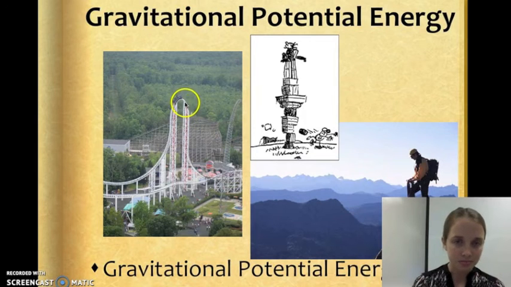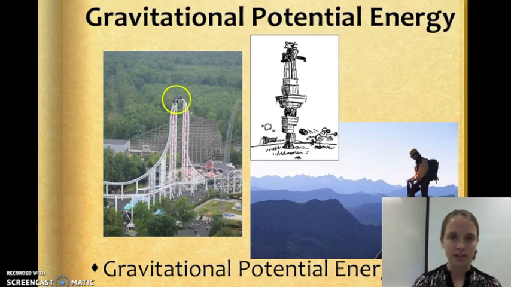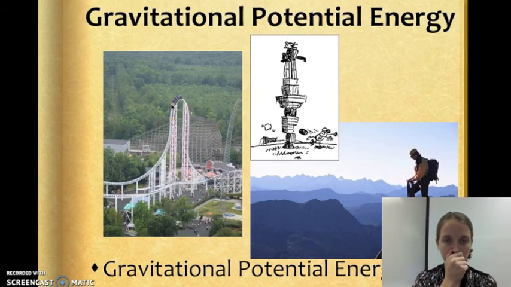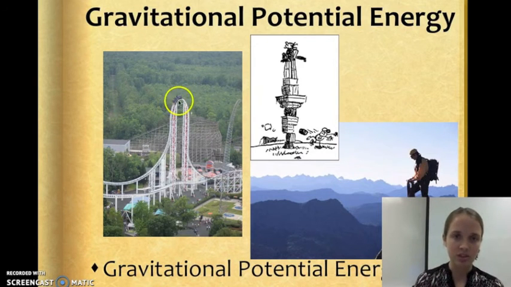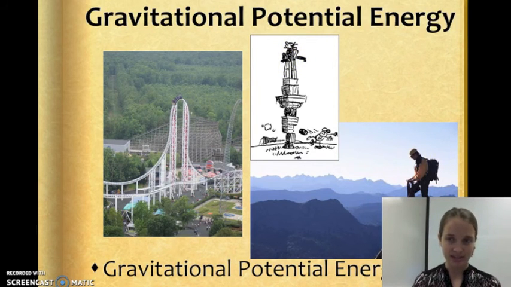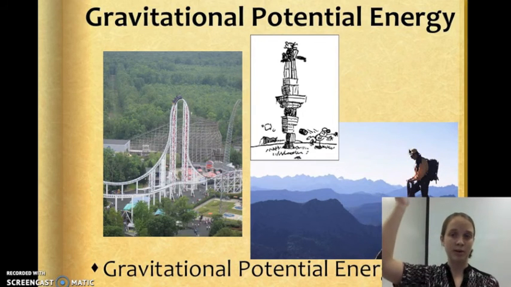Here, anybody know where this is taken? It's at King's Dominion. I don't think they even have this route anymore. It was super short, but it was pretty cool. So you have this rod, maximum gravitational potential energy at its highest point. This guy is pretty precariously placed, and you can't really see his feet, but his feet are right here on a rock, and he has lots of gravitational potential energy because he's way, way high up.